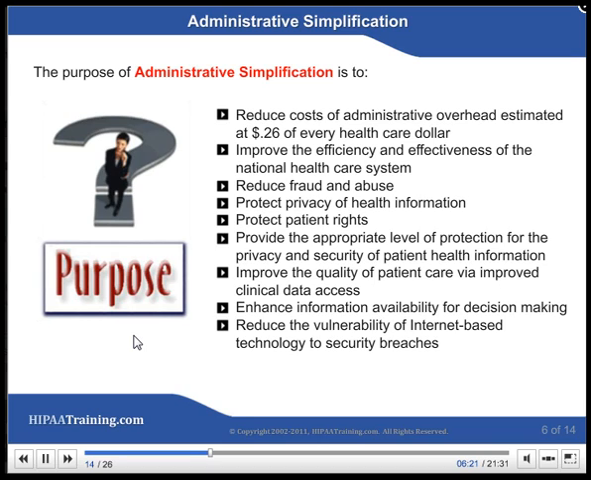Administrative Simplification. The purpose of administrative simplification is to reduce the cost of administrative overhead, estimated at 26 cents of every healthcare dollar, improve the efficiency and effectiveness of the national healthcare system, reduce fraud and abuse, protect privacy of health information, protect patient rights, provide the appropriate level of protection for the privacy and security of patient health information, improve the quality of patient care via improved clinical data access, enhance information availability for decision-making, and reduce the vulnerability of Internet-based technology to security breaches.